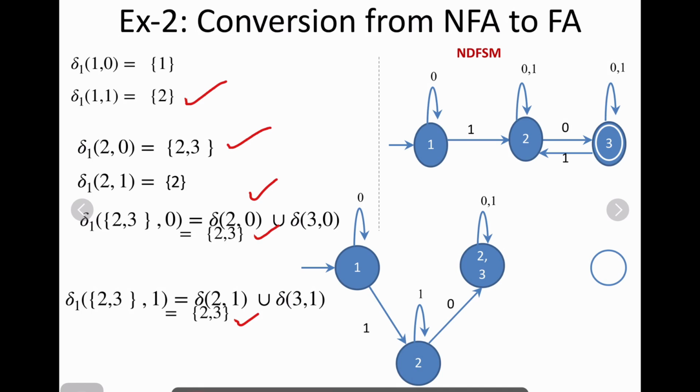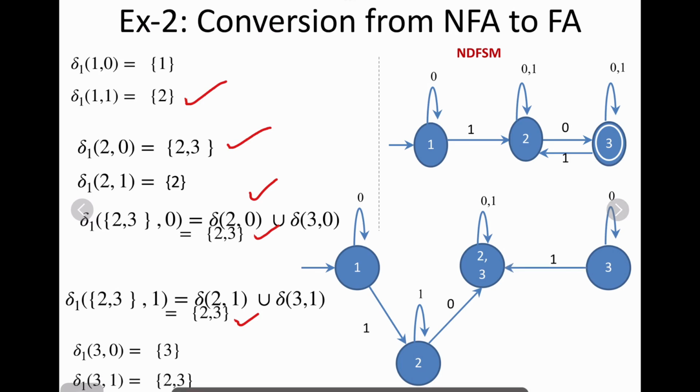From here, do you have any new state? 3 comma 0, so no need to take one more state for that. If you want, you can continue. 3 comma 0 will go to 3, and 3 comma 1 will go to 2 comma 3. So now everything is over. There is no more new state.